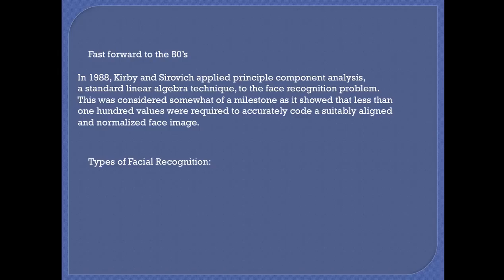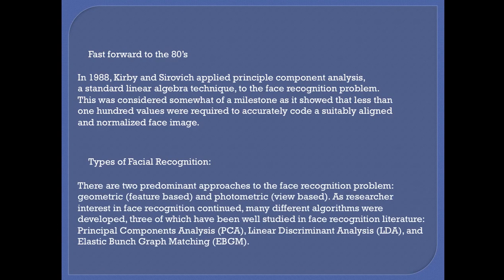And now that leads us into the different types of facial recognition. What are they? There are two predominant approaches to facial recognition systems: the geometric, which is feature-based recognition, and the photometric, which is view-based.